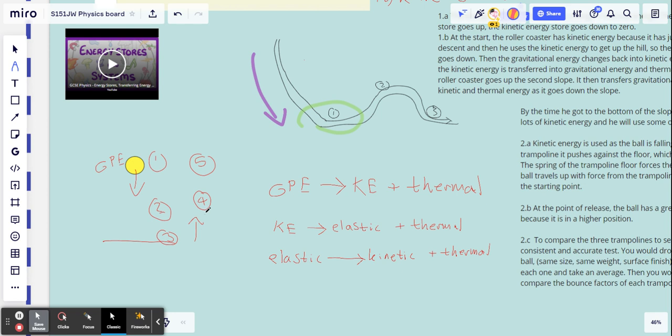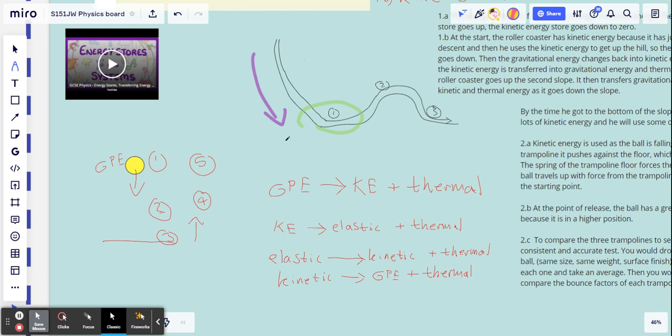So then it goes back up, and so now we've got kinetic energy, and so we're going to have kinetic energy being converted into gravitational potential energy, or just gravitational energy if you like, plus thermal again. So that's the whole process.